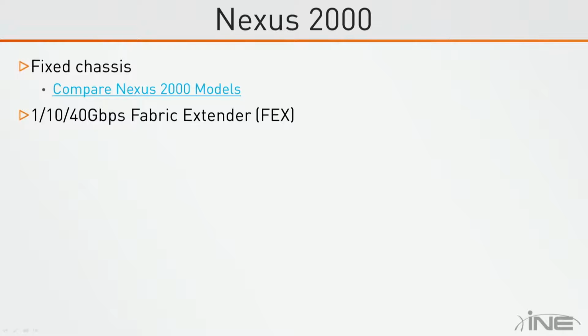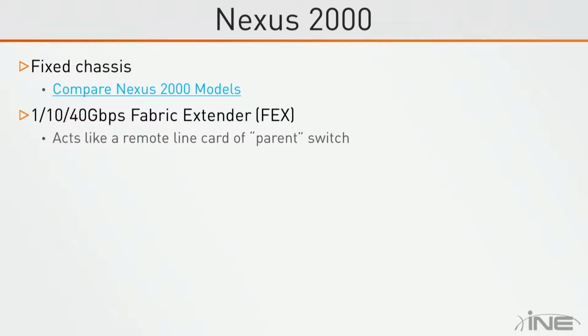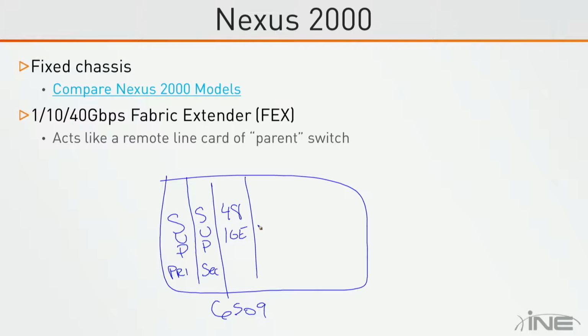Okay, the fourth platform that we're going to be dealing with within our case is going to be the Nexus 2000s, which is known as the Fabric Extender or the FEX. The difference between this and the other platforms is that it's going to act like a line card of a remote parent switch. So if we think of physically our modular-based chassis like a Catalyst 6509, okay, you have your physical chassis, and then inside of it you have your supervisors. So you have your supervisor that is your primary, you have your supervisor that is the secondary, and then you have your line cards. Okay, like you have a 48 port, 1 gig Ethernet card.